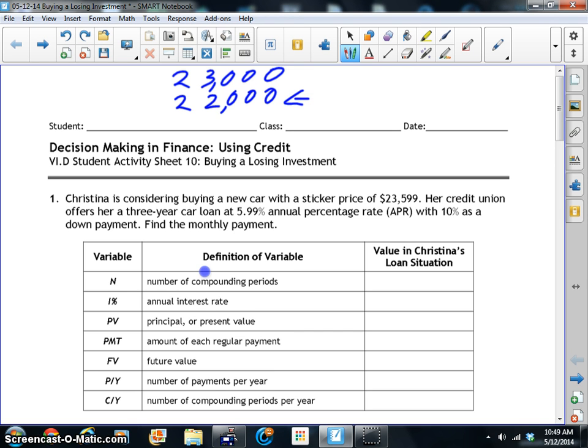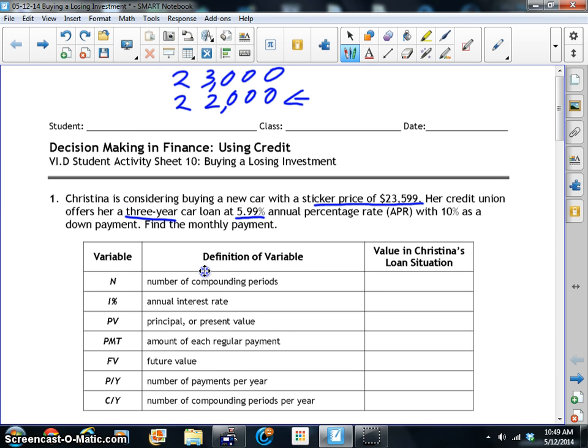Now, when we buy a car, we usually use payments, and we have to ask for something called a car loan. So there are some things to be considered. We have this particular person, Christina, who is considering buying a new car with a sticker price of $23,599. Her credit union offers her a 3-year car loan.